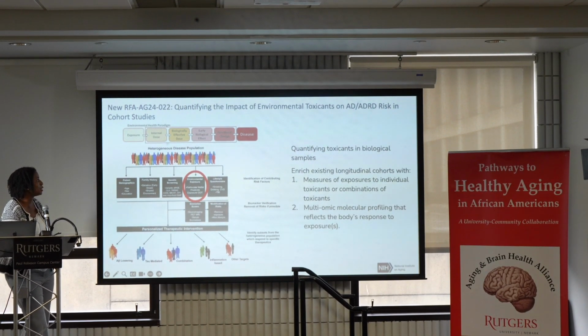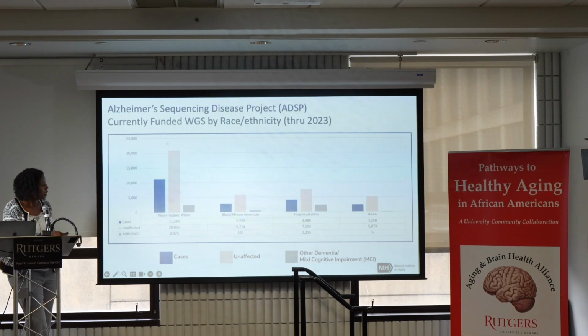So what we're trying to do is to get an idea of what the internal dose is after the exposure, and how that internal dose is associated with disease outcome. And so we're asking our investigators to add measures of exposures to individual toxicants or combinations of toxicants, and then also we see how this relates to multi-omic molecular profiling.